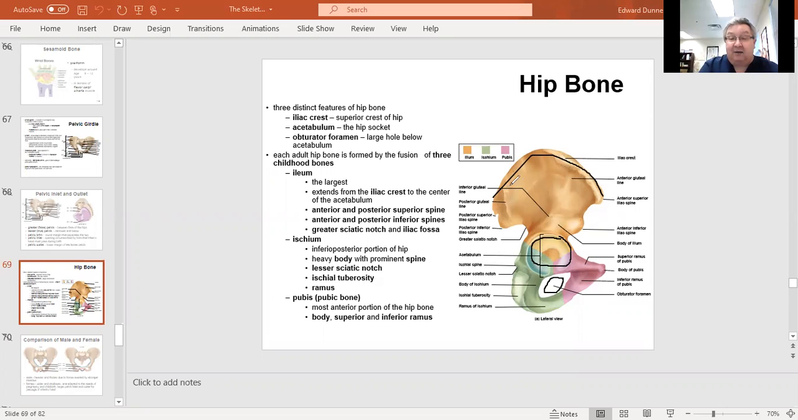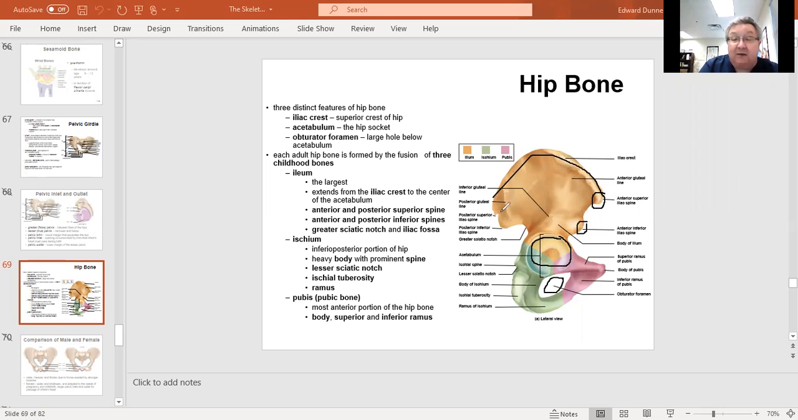So in tan is the ilium portion. In green is the ischium portion. And in pink and purple is the pubic portion. So some of the parts that you're going to need to know. On the ilium, you're going to need to know the iliac crest. You're also going to need to know the anterior superior iliac spine, the ASIS, and the AIIS.